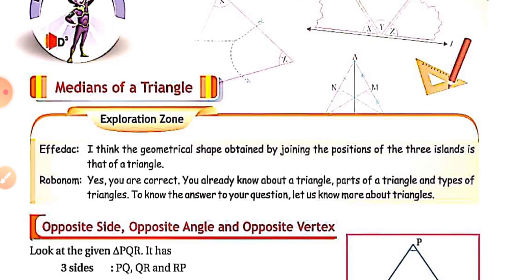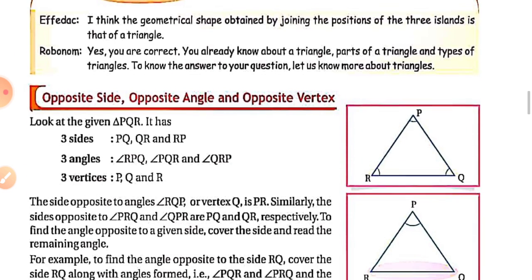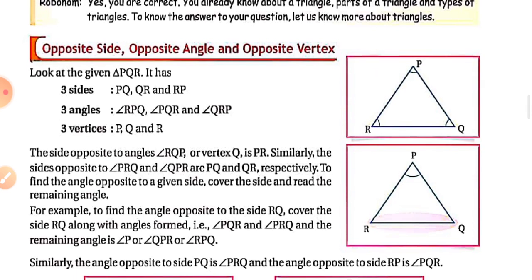There are two keywords in geometry. First is median and second is altitude. First of all, we will discuss what a median of a triangle is. And for this, you should know what opposite sides, opposite angles and opposite vertices are.